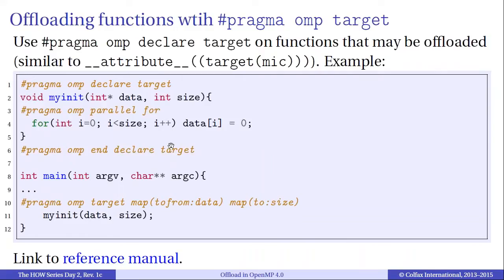And of course, what I showed is only clean when I don't transfer functions. When I transfer functions, I have to declare these functions as offloadable. And the syntax is pragma OMP declare target. And then I will have to end this region with pragma OMP end declare target. So this is the equivalent of pragma attribute target push. This is the equivalent of pragma attribute target pop, but it works with the OpenMP 4.0 API. And again, the complete syntax you can look up in the manual.